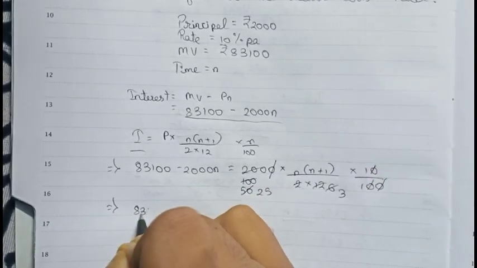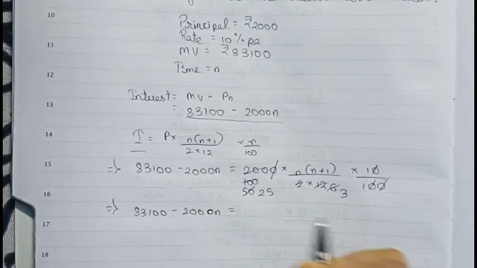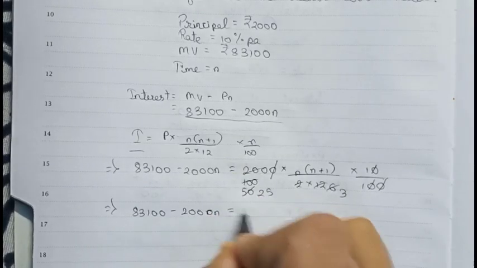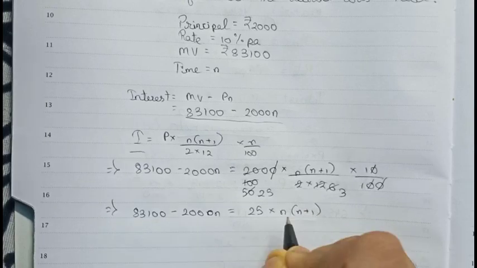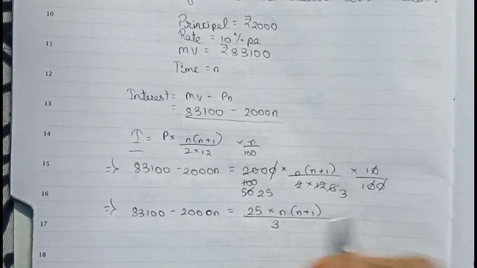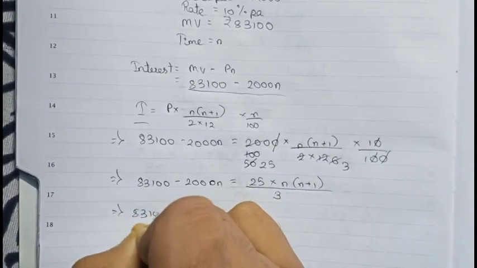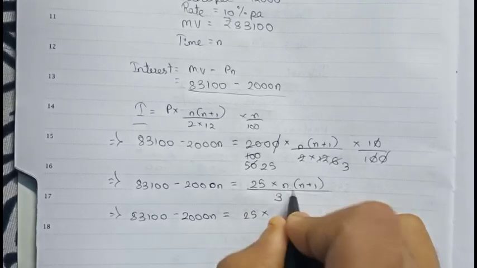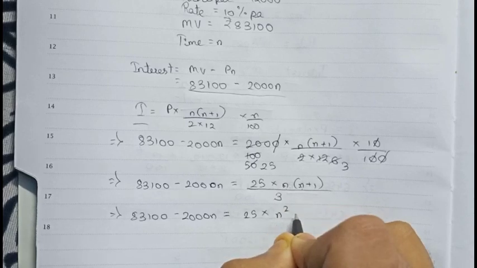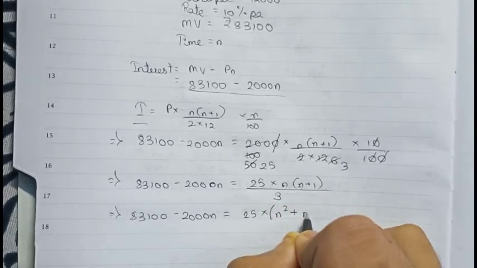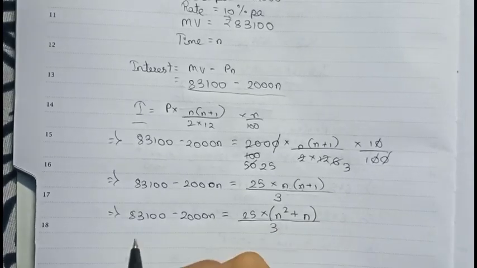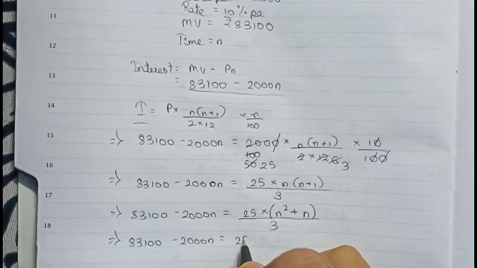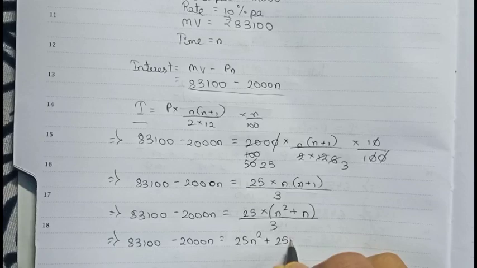So now write 83100 minus 2000n is equal to, so here only 25 remains. So 25 into n plus 1 by 3. So 25 multiplied by n into n plus n into 1. So n into n will be n squared plus n. So 25 into n square plus n by 3. So 83100 minus 2000n will be equal to 25n square plus 25n by 3.